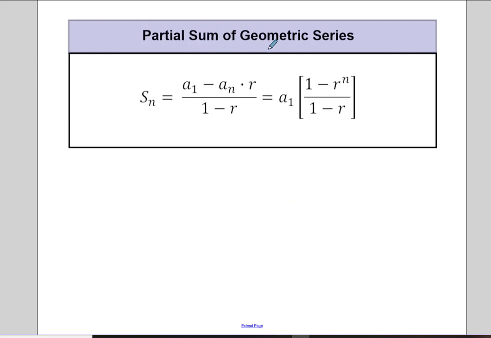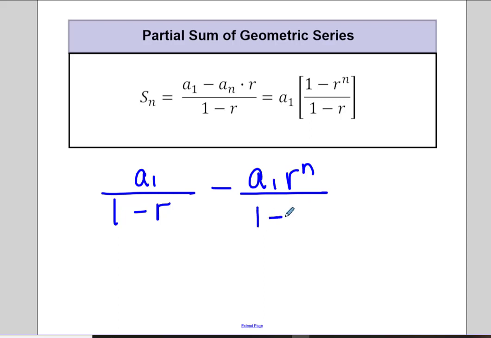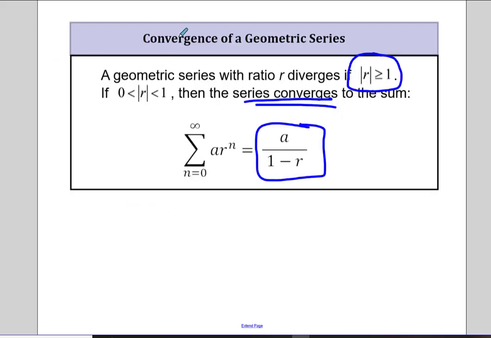And if we want a partial sum of a geometric series, you can use this formula, or you can also break it apart to be a sub 1 over 1 minus the ratio minus a sub 1 r to the n over 1 minus r. I said a sub n, I meant a sub 1. Let's back up a minute. I got ahead of myself.